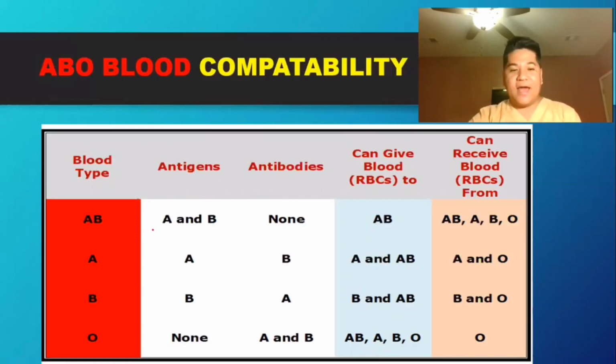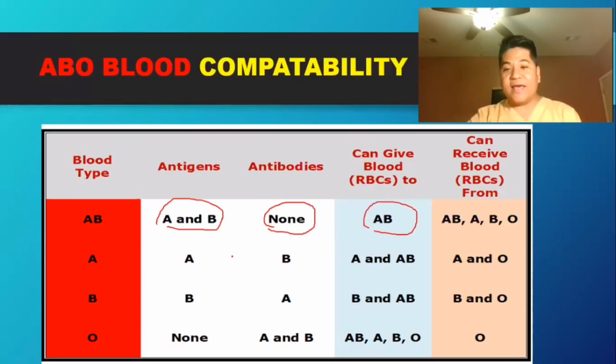Now let's talk about type AB. They have antigens A and B, and they don't have antibodies. That's why they can donate blood to AB, and they can also receive blood, because they don't have antibodies, so there is no reaction. They can receive AB, A, B, and O. So remember that type AB is the universal recipient.